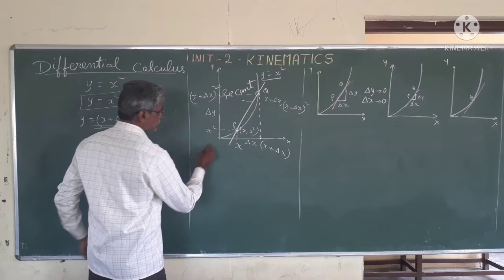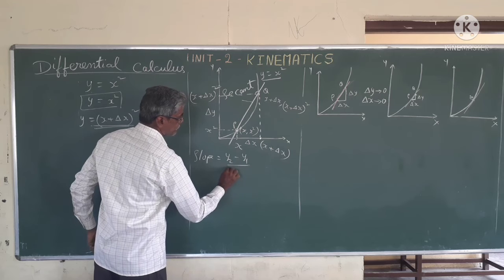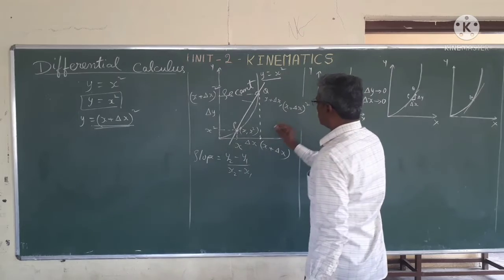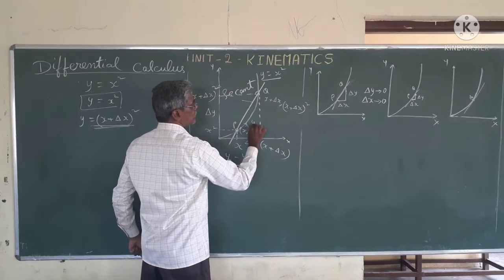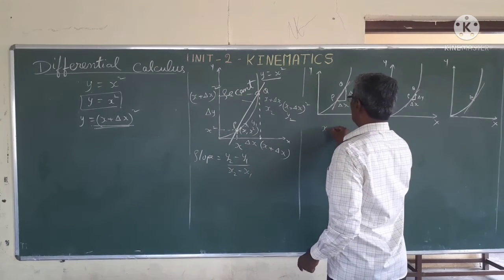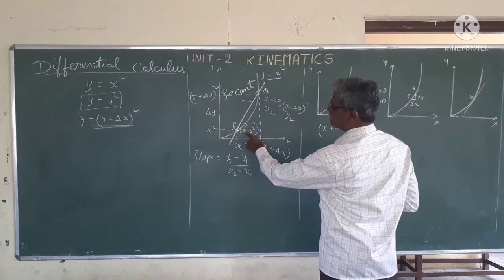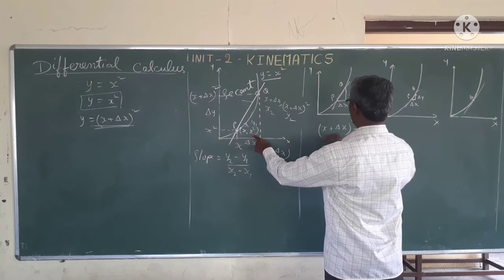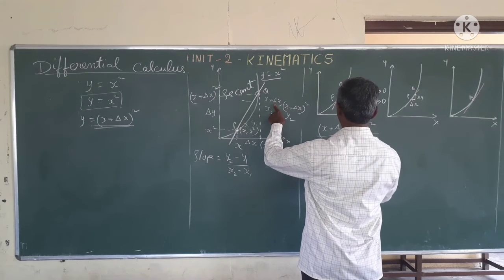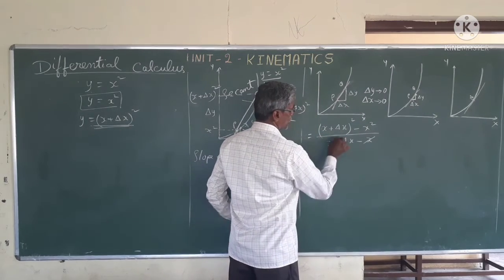Now, I want to find out the slope for T. y2 minus y1 by x2 minus x1. What is the value of y2? This is x1, y1, this one is x2, y2. So, y2 is x plus delta x the whole square, minus y1, which is x square, divided by x2, x plus delta x, minus x1, x. This x and x cancel.